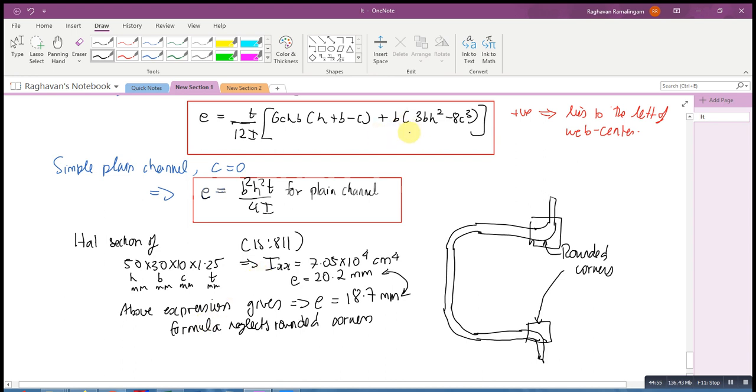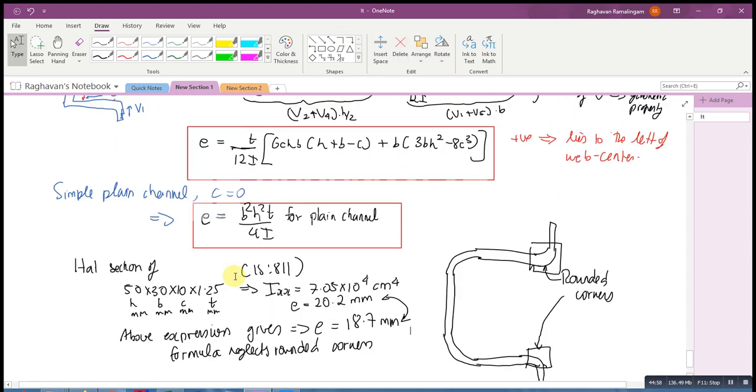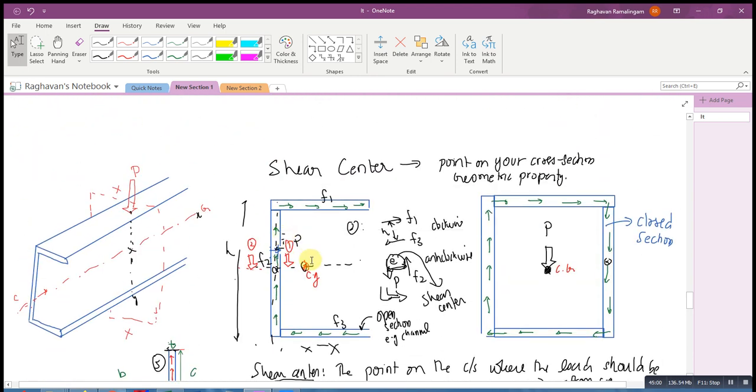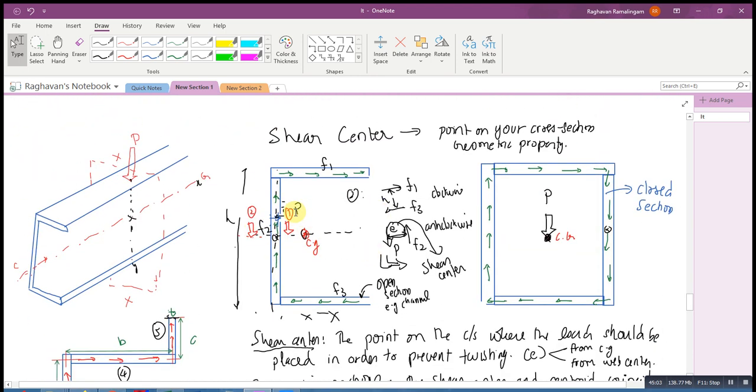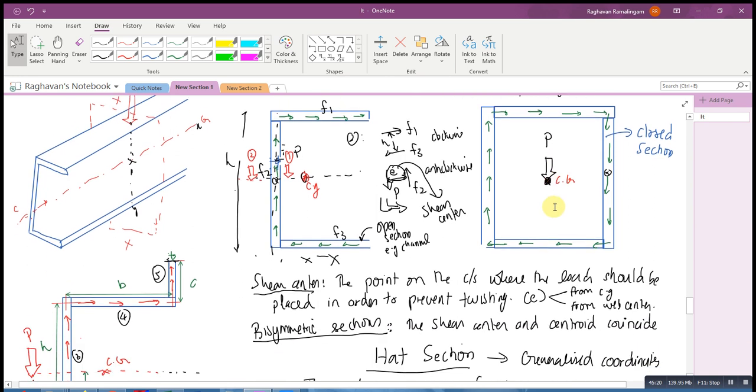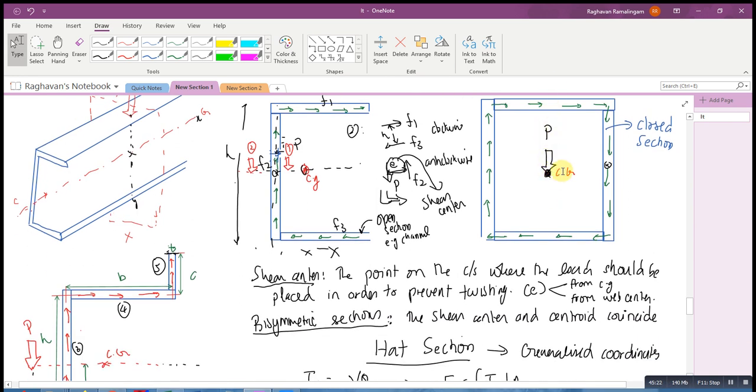So anyway, this is the meaning of shear center. Basically, it's a point where your external load should be applied so that the moments inside the plane of your cross section are all balanced out. If it's an open section, it won't be the CG, it will be somewhere away from the CG, possibly outside if it's a channel section. If it's a bisymmetric section, your CG and your shear center will both coincide.